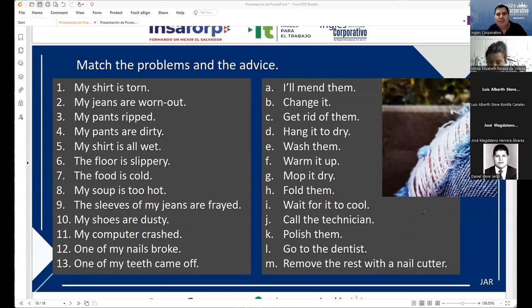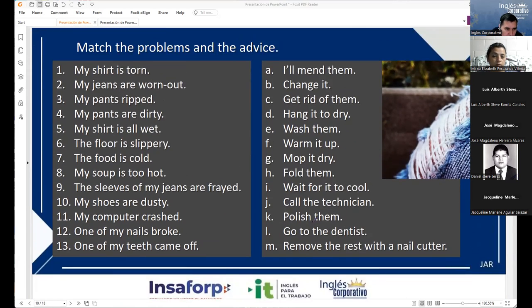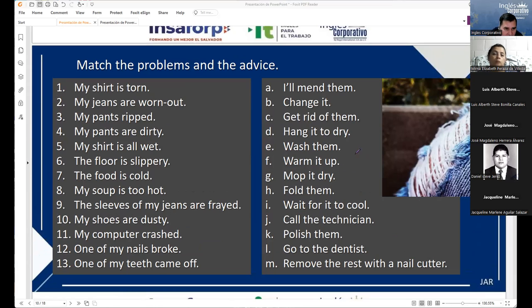Okay. Match the problems and the advice. For this, I'm going to send you to the groups so you may discuss them. But before, we need to understand them.